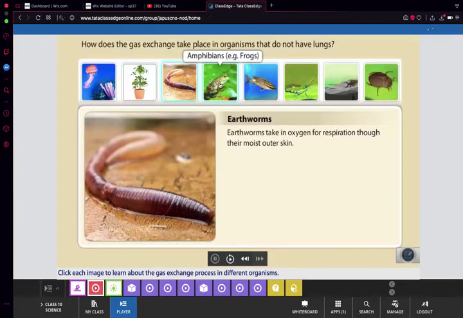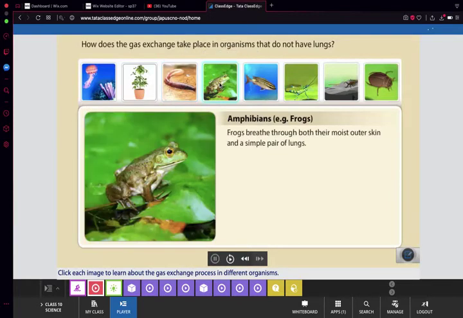And now let's try to know how the process works in amphibians like frogs. Amphibians are creatures that can live both on land and in water. For example, frogs. Frogs can breathe through their moist outer skin, but they also have a simple pair of lungs.